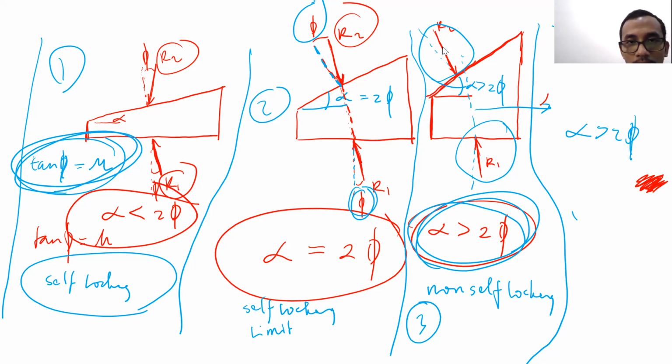So sir, in both self-locking and the self-locking limit, the object on top of the wedge will not move, still in equilibrium, like that? Yes. But for the non-self-locking, the wedge will move to the right in this condition, and the mass will go down, sliding to the left down. The mass will be going down, and because the mass is going down, the wedge will be going to the right.